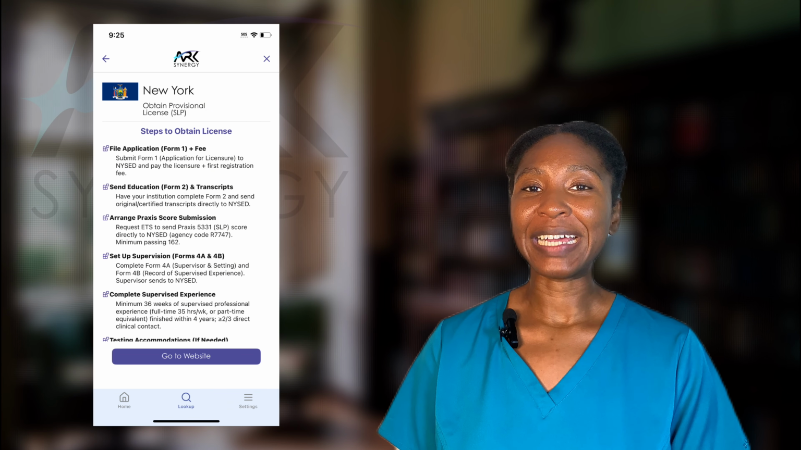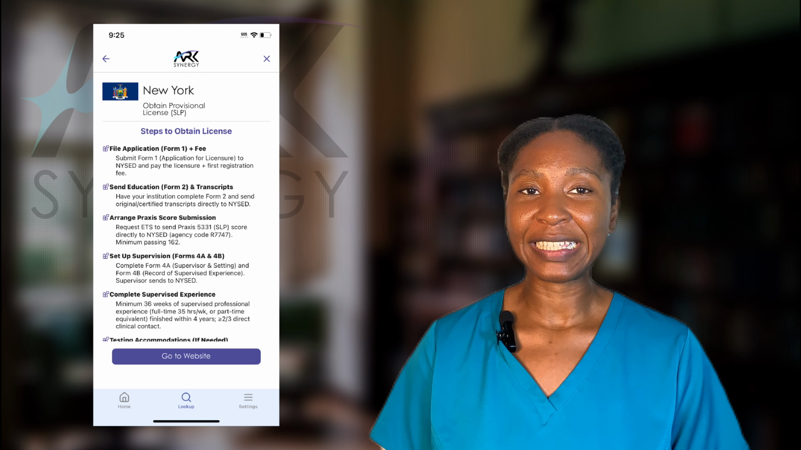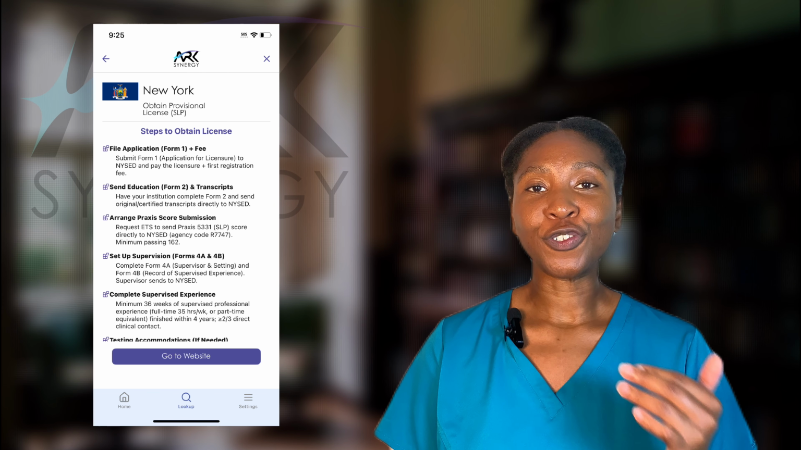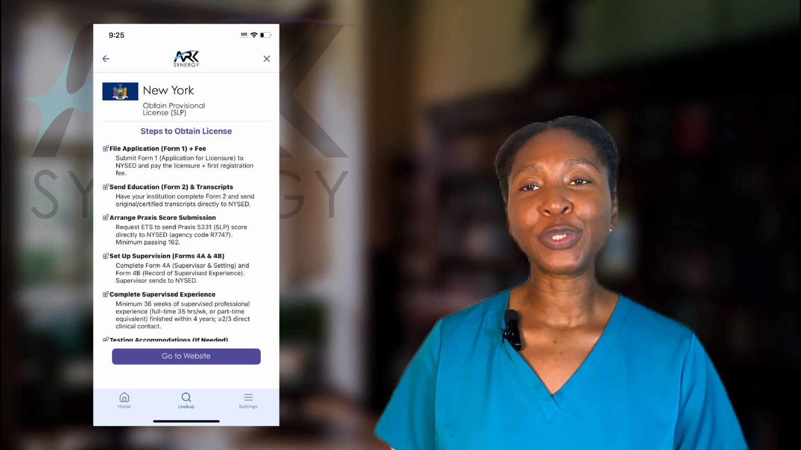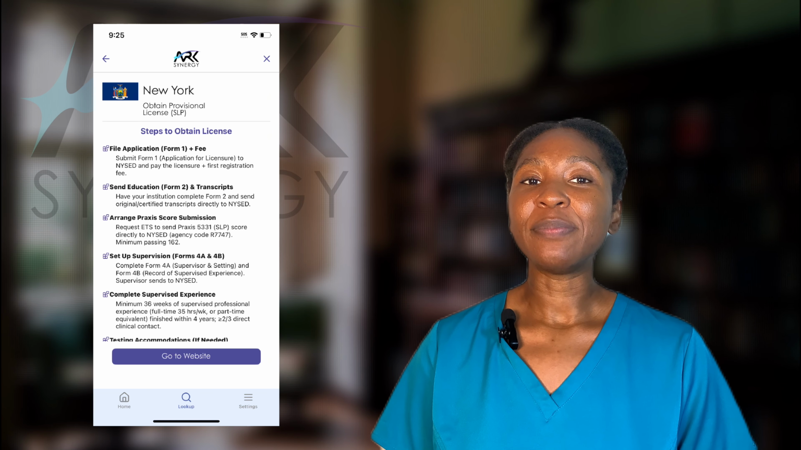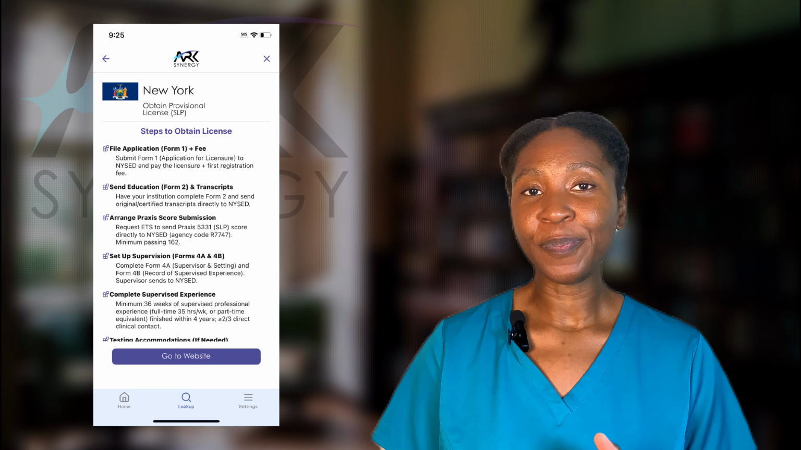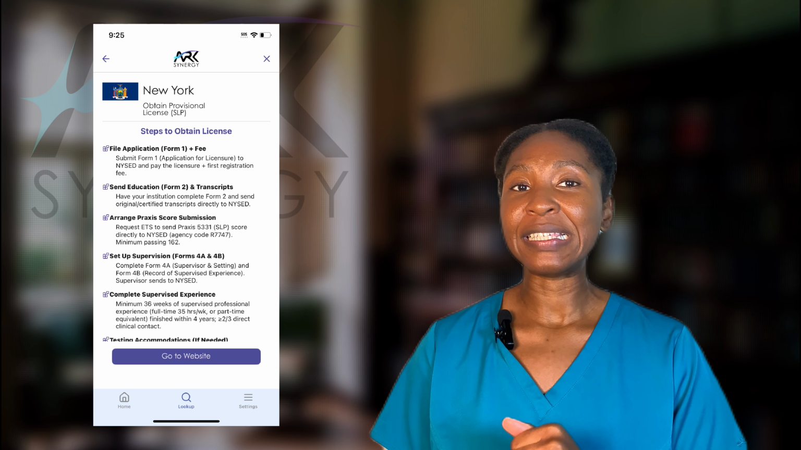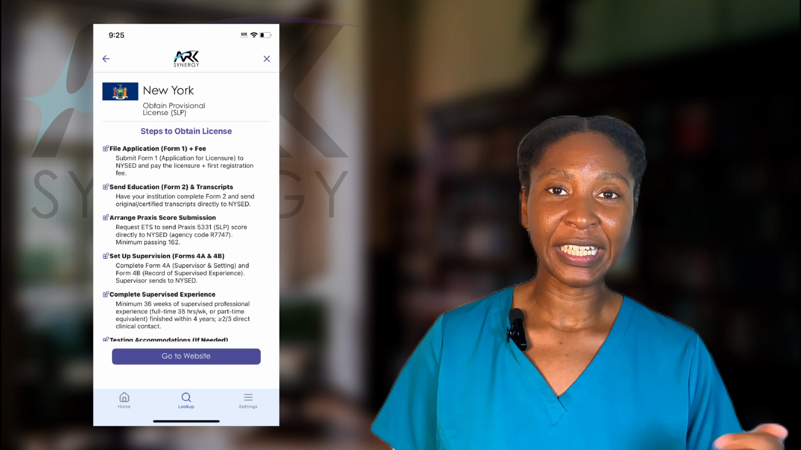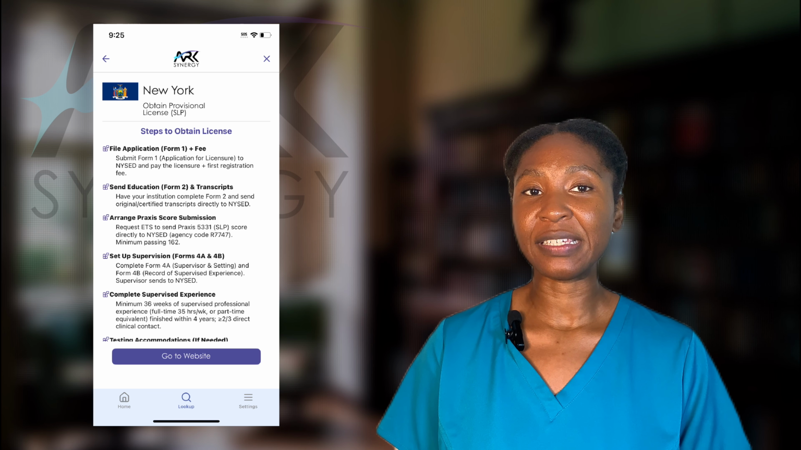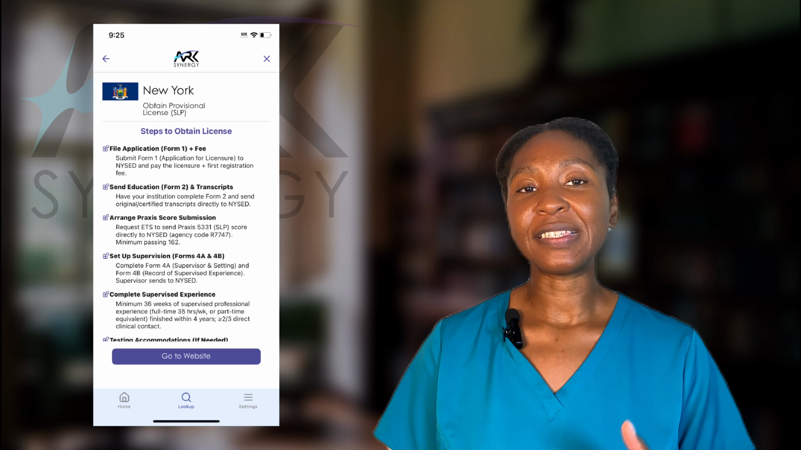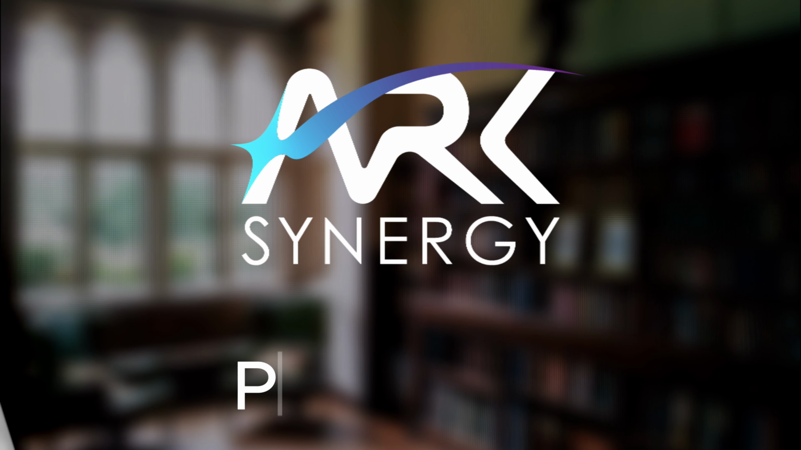Applicants must pass the Praxis Speech Language Pathology exam. The code for the New York board is 5331. The minimum passing score required by New York is 162. You must request ETS to send the scores directly to the board using the agency code R7747.